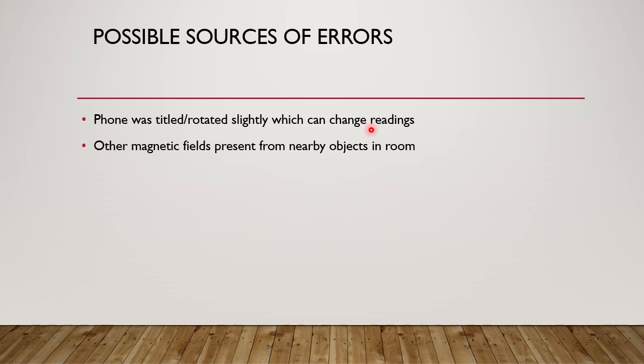The sensor might also have been placed wrongly, and other human errors like that. Calculation error is also possible. That's all part of human error. But also, most likely there are other magnetic fields present from nearby objects in the room. So this could be any usually metallic or conductive object, right?